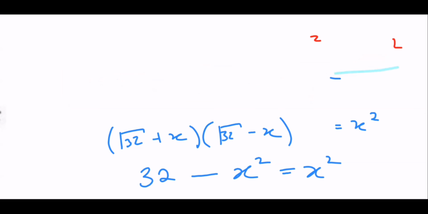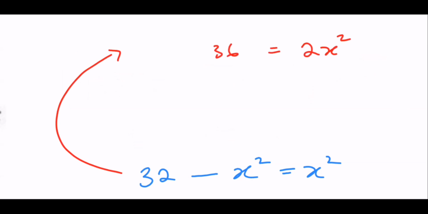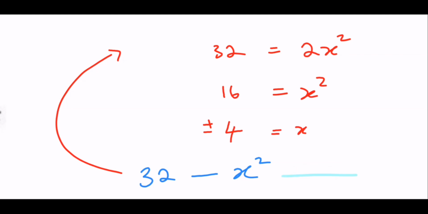So let me just do the rest. Okay, so I'll take the x squared to the other side. Then I have 2x squared equal to 32. If I divide by 2 on both sides, x squared is equal to 16. That makes sense because the square root of 16 is 4. In fact, it's plus or minus 4. Okay, and that is your solutions.